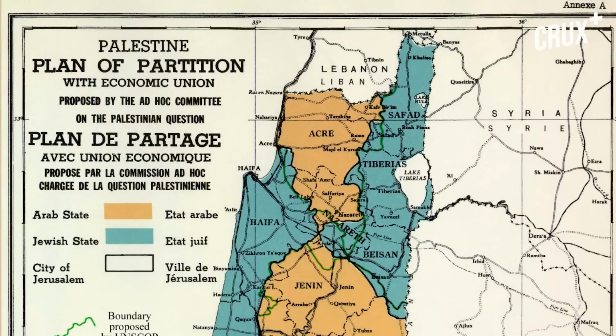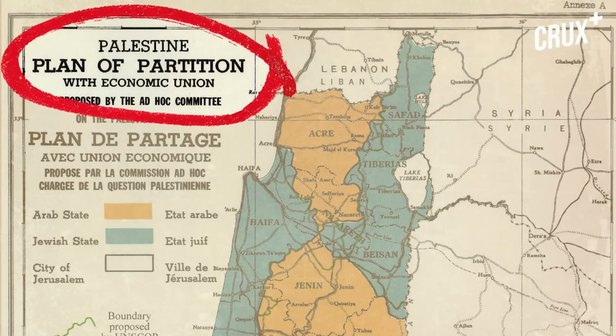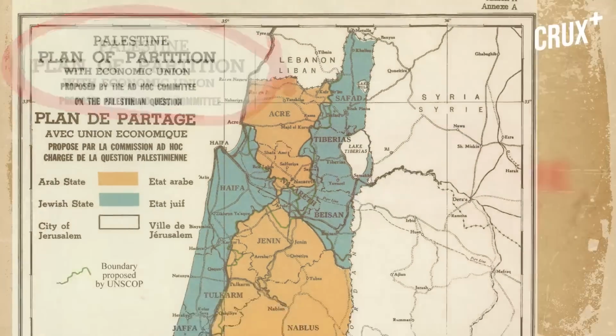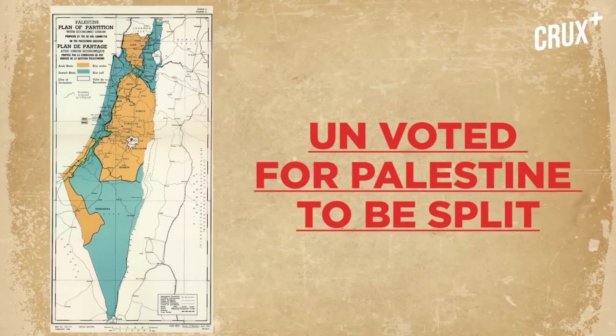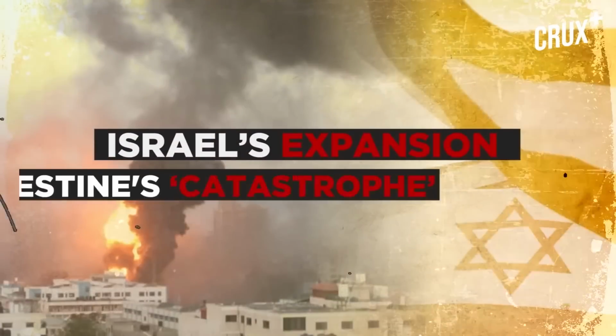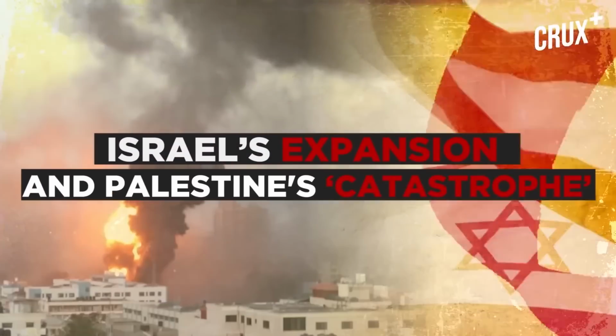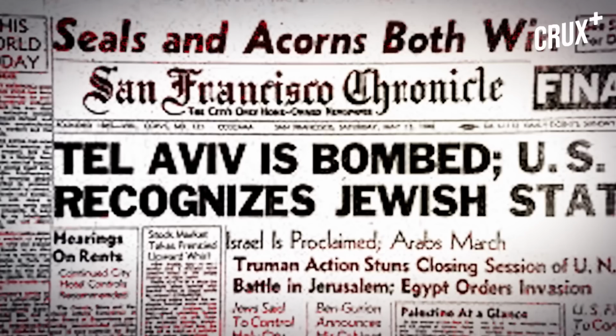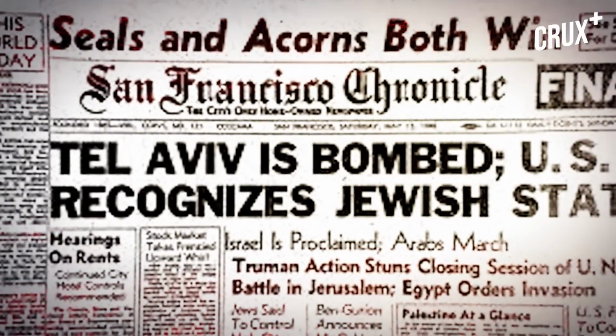In 1947, the UK turned the Palestine problem over to the United Nations. Ultimately, the UN voted for Palestine to be split into Jewish and Arab states, with Jerusalem becoming an international city. But this wasn't going to end the conflict, and it never did. The native Arabs rejected the UN proposal.